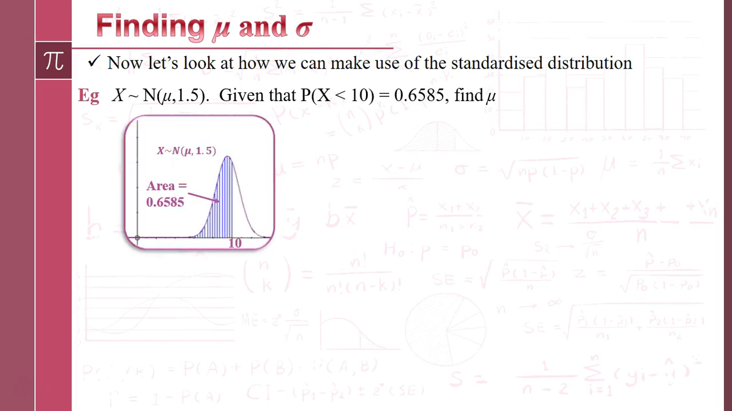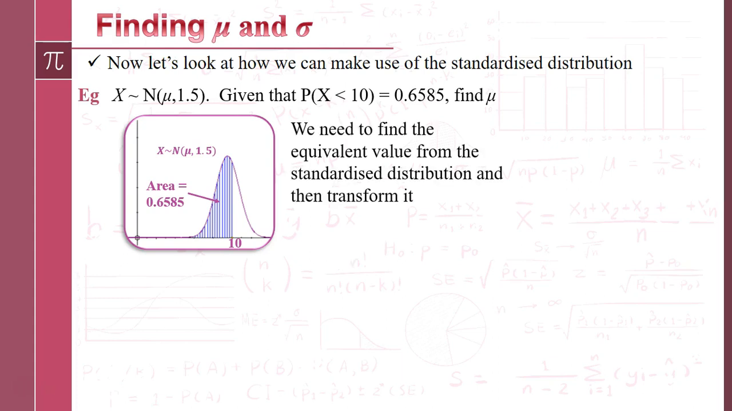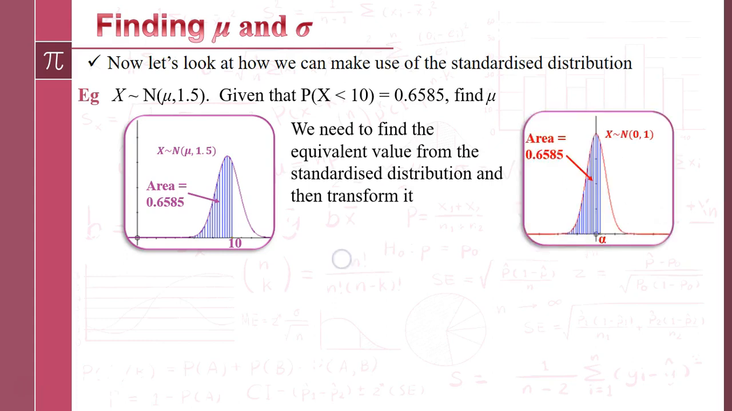So that's where we're starting off. There's a little sketch of our particular distribution. And we've got the area to the left of 10, that blue area, that's 0.6585. And what we're going to do is transform it and find an equivalent value from that standardized distribution. So we're going to do some number crunching, and we're going to end up with this situation.